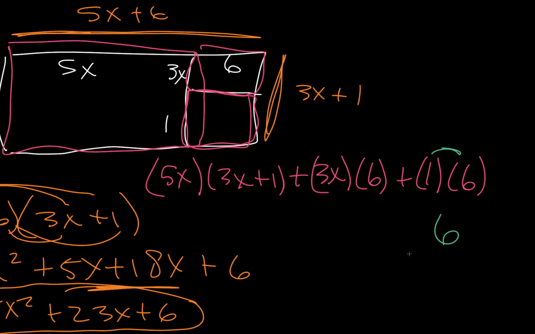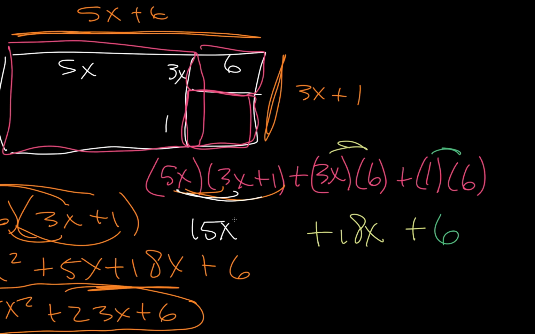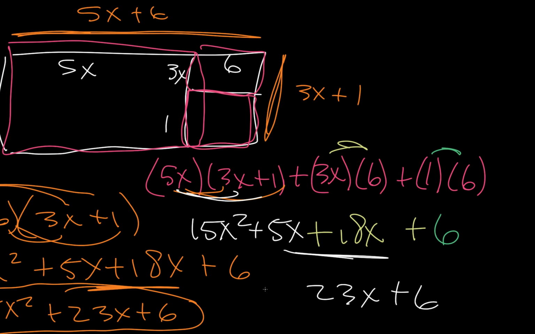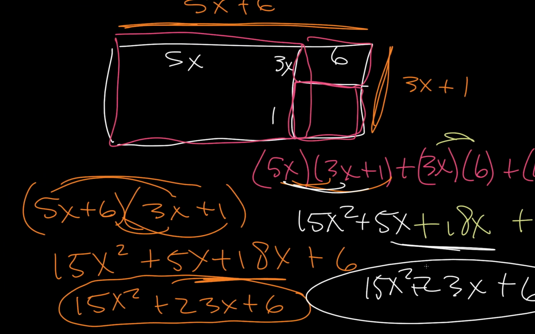Multiply these together, we get a 6. Multiply these together, we get 18x. Multiply these together, we get 5x. It's probably not a good color. It's going to get confusing with that other one. We'll do white. So we'll multiply this, we get 15x squared plus 5x. Combine like terms, we get 23x, we got our plus 6, 15x squared plus that. And so we see that we got the same answer both ways.